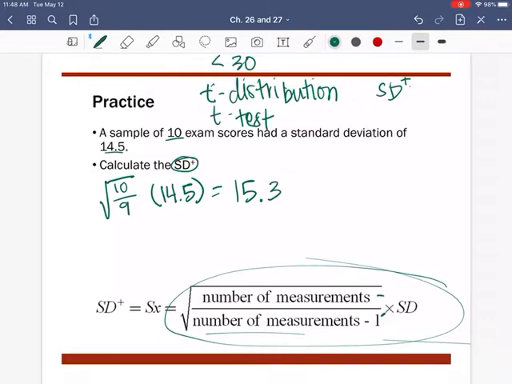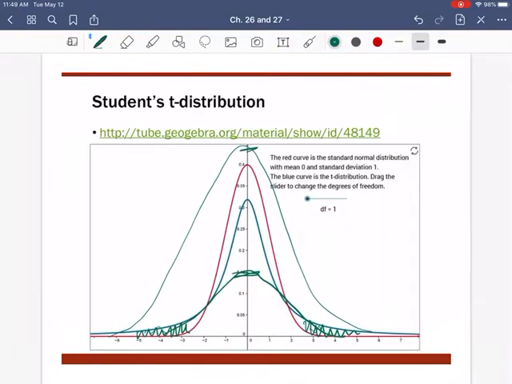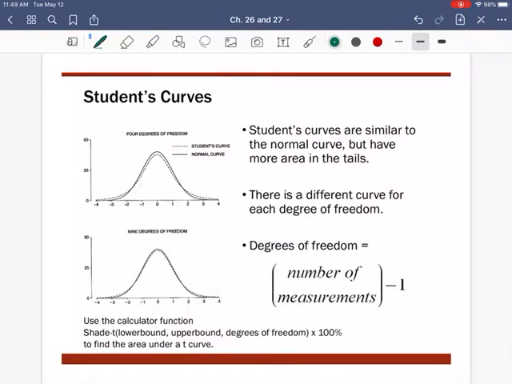And then multiply that by 14.5. So it's inflated just a little bit, it becomes 15.3. And then when you calculate the SE, so you can work with the standard error, you use the standard deviation plus instead of the standard deviation. So we'll use that quite a bit more here in a minute.